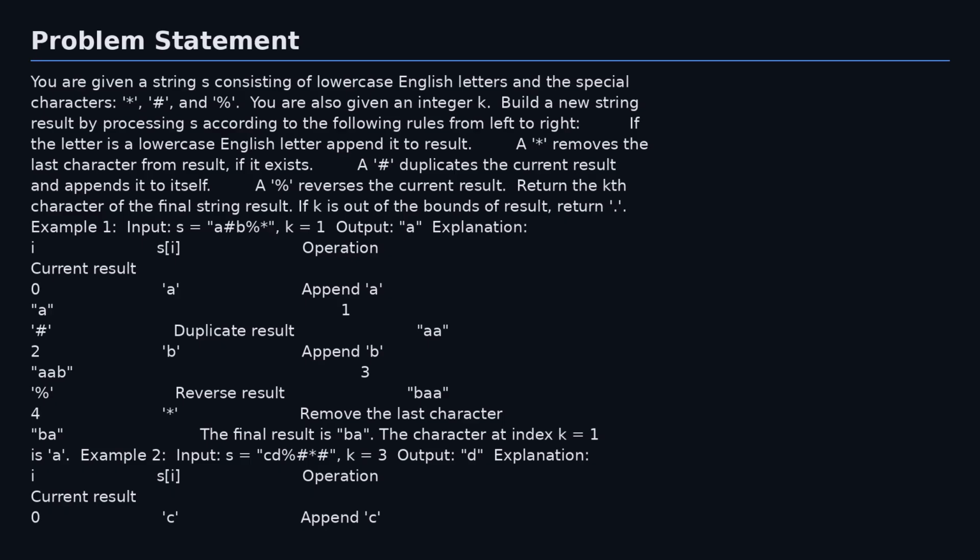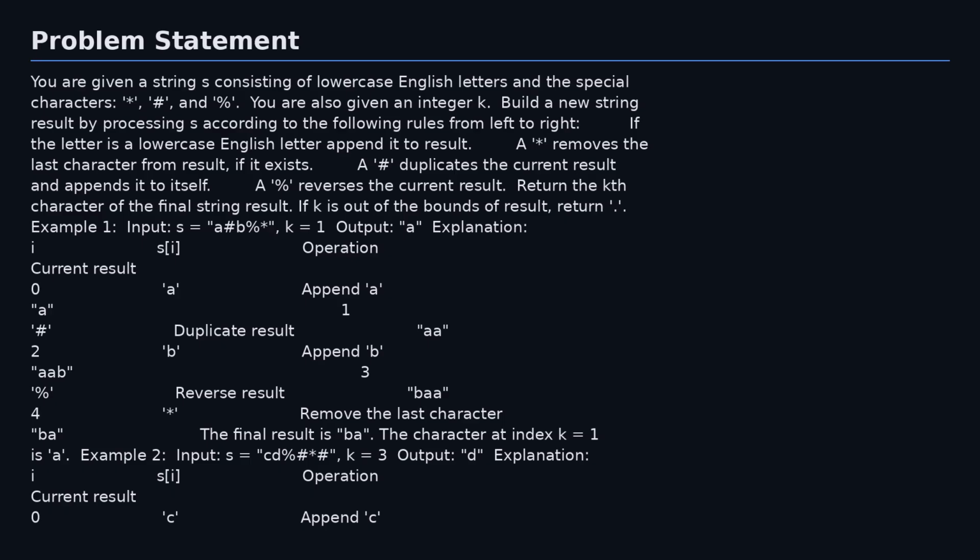So, let's first understand what the problem is asking for. We're given a string and a special index, and we need to apply certain operations on the string and then return the character at that index. The operations include removing the last character, duplicating the current string, reversing the current string, and appending a new character. These operations are represented by special characters in the string.